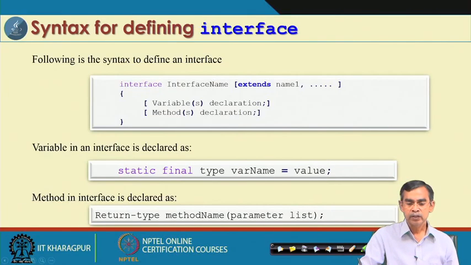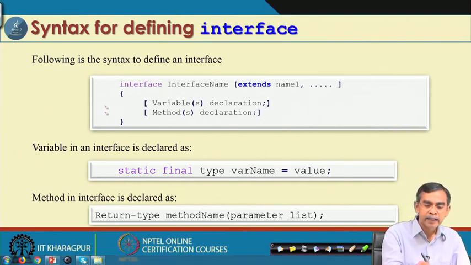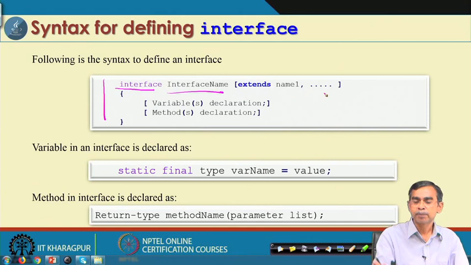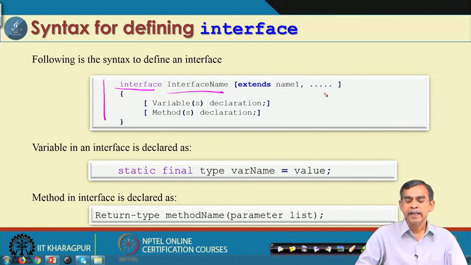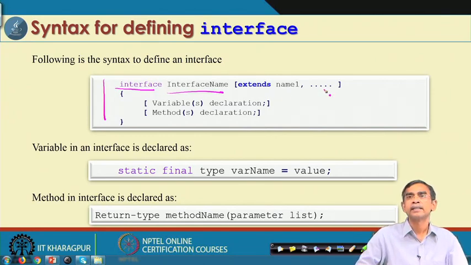Okay. Now, here is a quick syntactical structure of how an interface should be declared in a program. This is the syntax that you can see. The interface should be declared with the interface keyword and the name of the interface, and these parts are optional. An interface can extend any other interface. So, these are the names, but this is the interface, not a class.